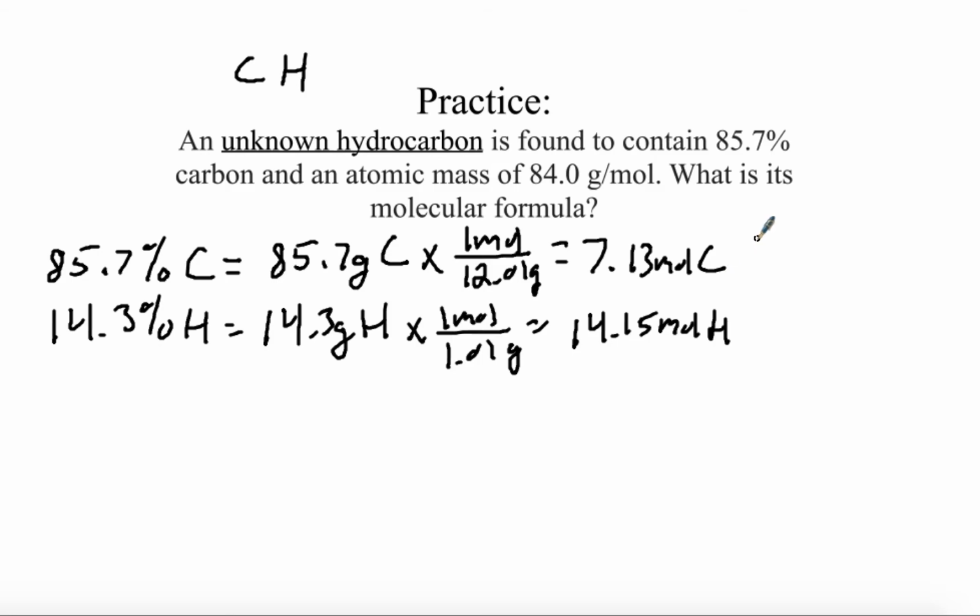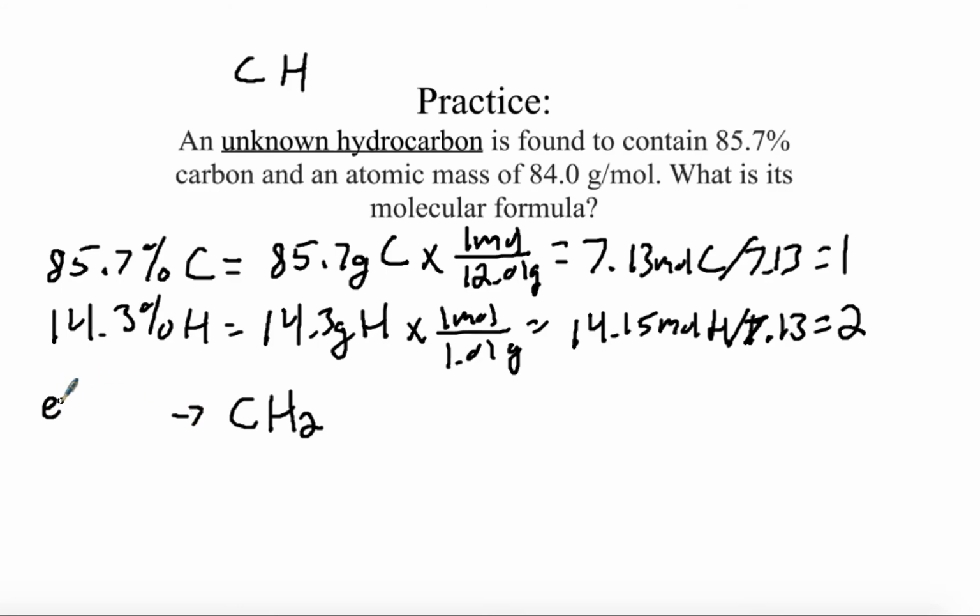Now that I have moles of each, I'm going to divide by the smallest number in both cases. Divide by 7.13. Divide by 7.13. Comes out to 1. This comes out to 2. Okay, so again, I'm going to have my empirical formula as a 1 to 2 ratio. I'm having 1 carbon and 2 hydrogens in it. So this is the empirical formula, which means it is the simplest ratio, or the reduced formula here. So my compound has a mass of 84.0 grams per mole. Okay, this thing has a mass of just 14 grams per mole.